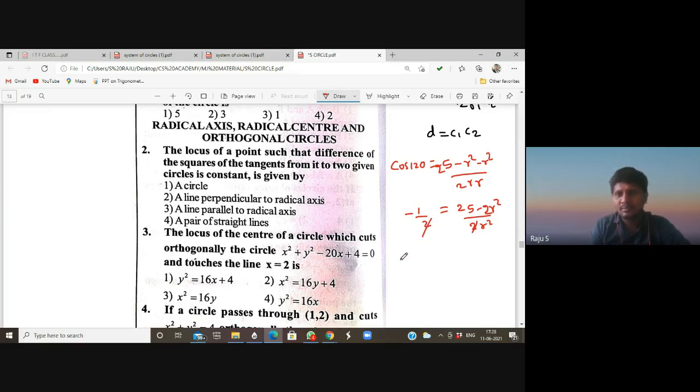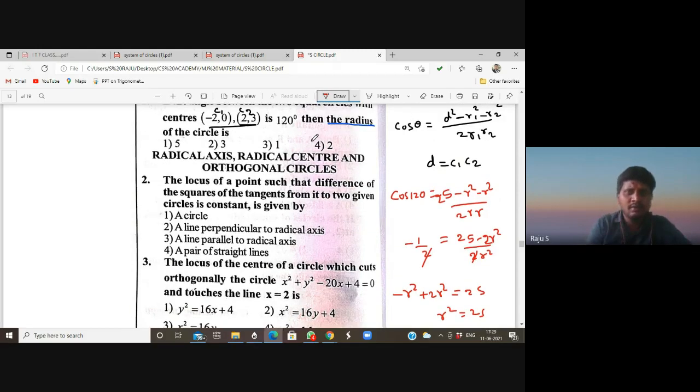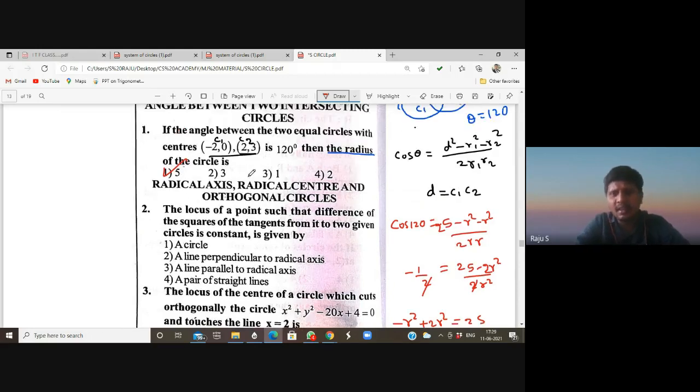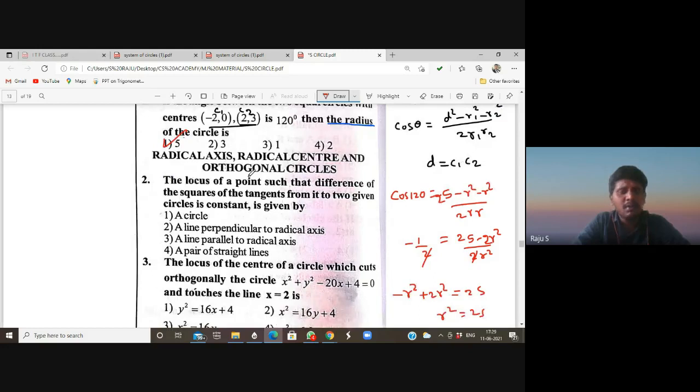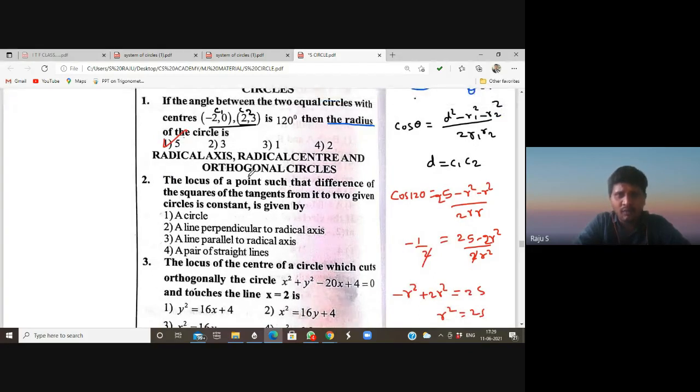If you cross multiply, minus R square, if you take this minus 2R square to the left side it is plus 2R square, is equal to 25. R square is equal to 25, R is equal to plus or minus 5. Can R be negative? R cannot be negative because it is a radius, so 5 is the answer. Is it clear? Understood? Remember the formula.